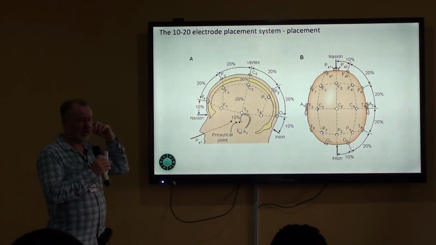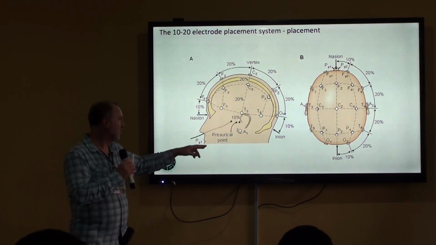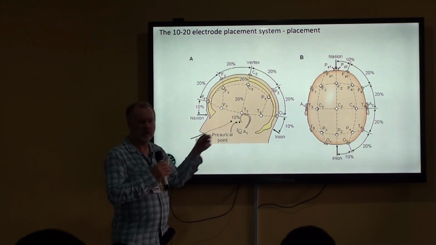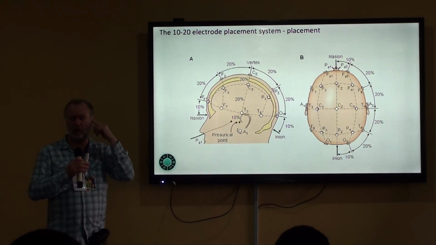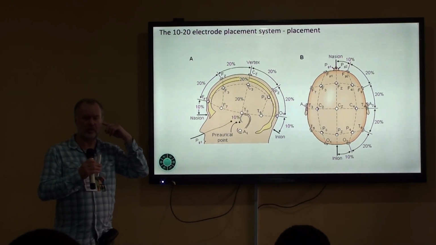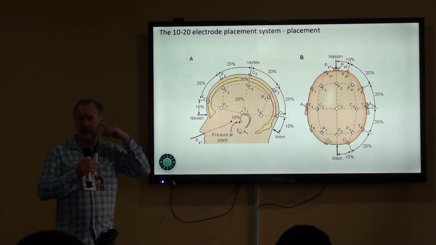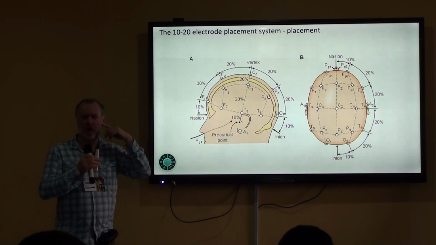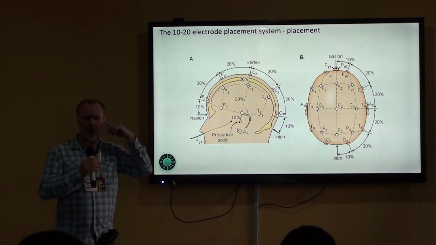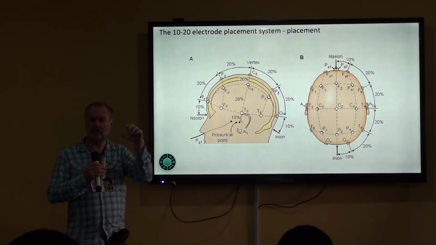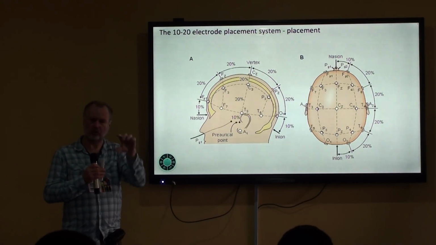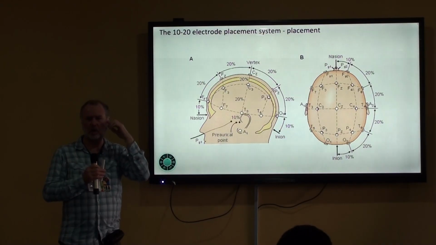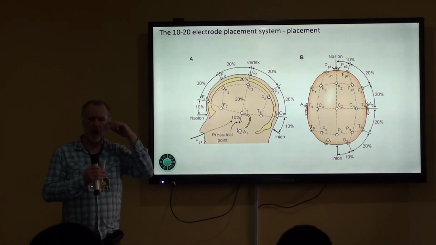Then on the left and on the right, we have the preauricular points, which is where the jawbone meets the top half of the skull. If you put your finger here, if you put it too low, it's on the muscle and you feel the muscle moving. If you put it high enough, you can feel where the jawbone connects to the skull, and that point is the preauricular point.